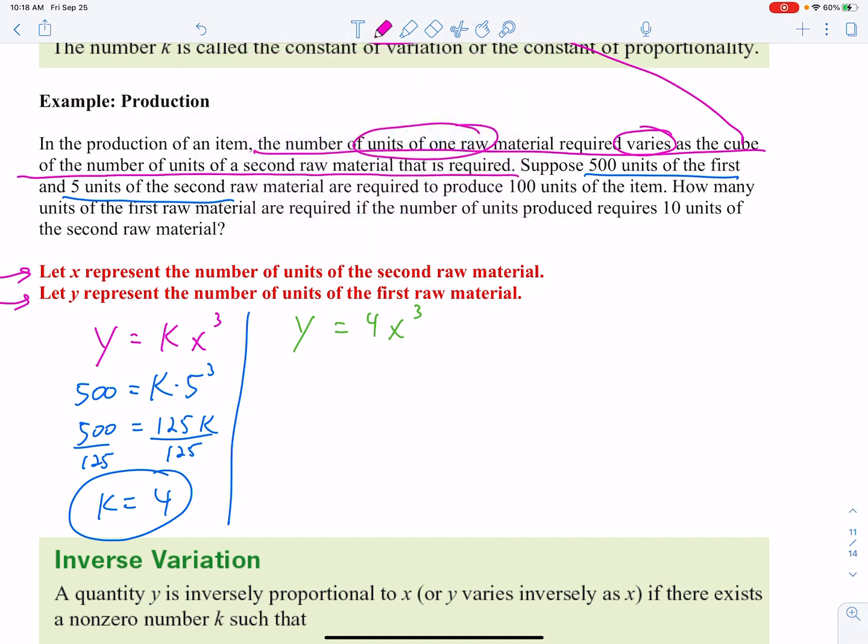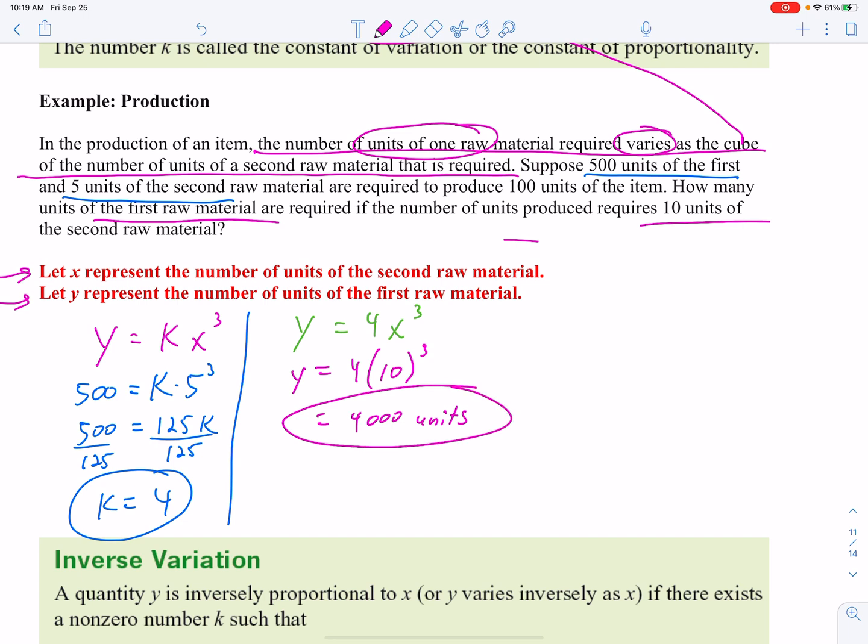So now we have to actually answer the question. It says how many units of the first raw material are required if 10 units of the second raw material are used. So in other words, y equals 4 times, well, the second material is 10, that's the x cubed. So plug that into a calculator. You'll get 4,000 units of that first raw material. And that's the answer they're looking for.